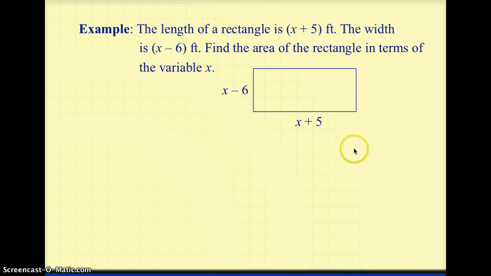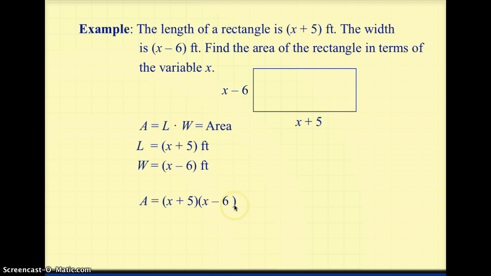Here's an example with a rectangle. So the length of the rectangle is x plus 5. The width is x minus 6. To find the area, you're going to multiply your length times your width. So this is a foiling problem. Your area is length times width. So the length is x plus 5. The width is x minus 6.